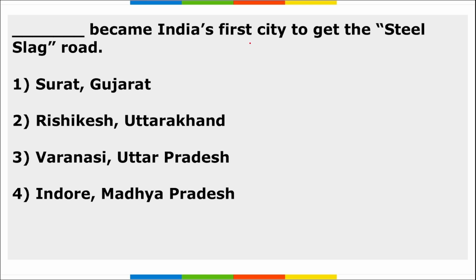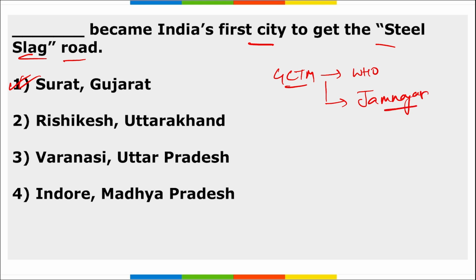Next, Dash became India's first city to get the steel slag road. We have discussed this multiple times. It is your Gujarat, Surat. And if we are talking about the Global Center for Traditional Medicine, that will be set up with the help of WHO. It will be in Jamnagar. And where is Jamnagar? It is in Gujarat.